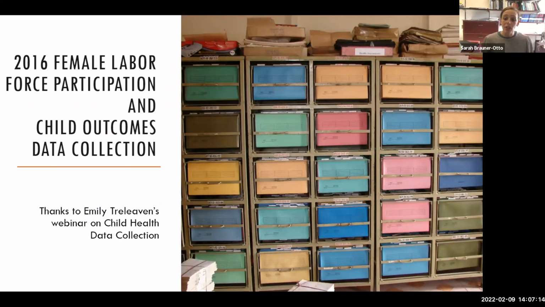So thanks to Emily's presentation a few weeks ago, we already learned a fair bit about this data collection. This was the 2016 Female Labor Force Participation and Child Outcomes Data Collection. The main focus of this data collection effort was to gather data helpful in understanding how the shift in women's employment, specifically thinking about this global increase in women working outside of the home for pay, is related to changes in the family. And here we were specifically interested in child outcomes.